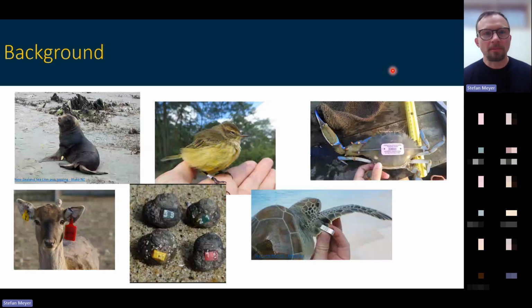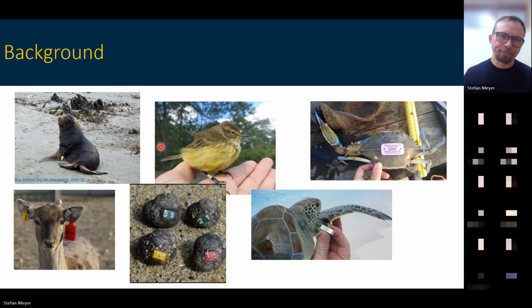So when I'm talking about tag loss, I have to make clear that I'm only talking about temporary marks, such as tags on pinnipeds or rings on birds or all kinds of other temporary markings. In this presentation, I'm not dealing with any permanent markings, such as, for example, dorsal fins in dolphins, or scars on some animals.